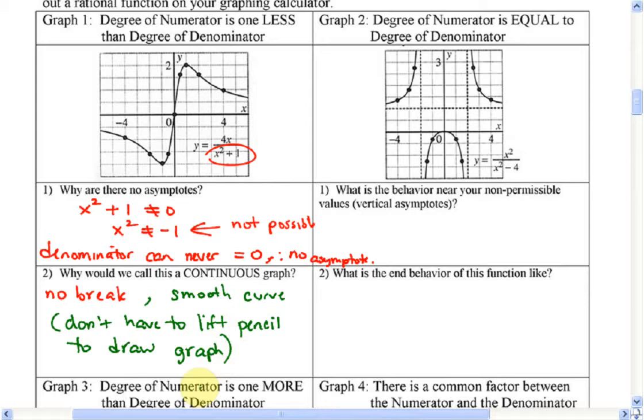So next year in calculus, you'll hear this term called continuous quite a bit, all right? So you'll have to notice that and work on that, okay?